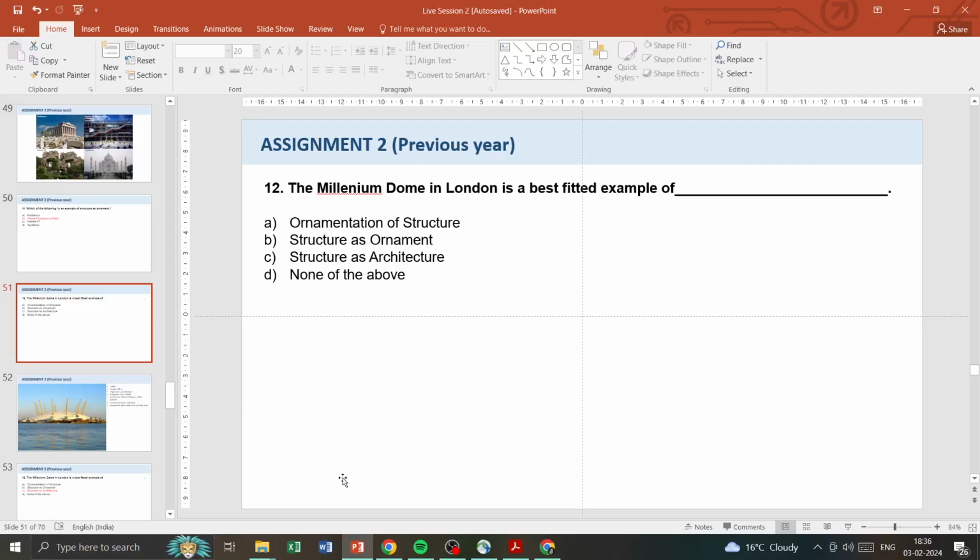First, ornamentation of structure basically means that there is a normal column and beam structure, and then it is decorated, and there is ornamentation on it. That means ornamentation of structure.